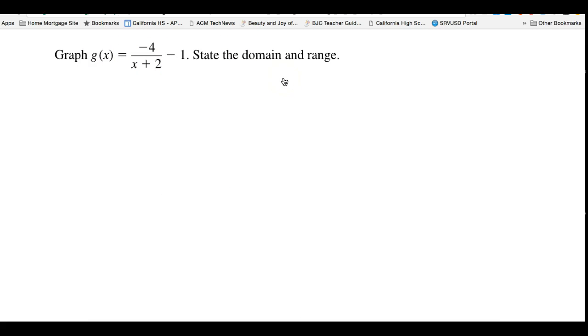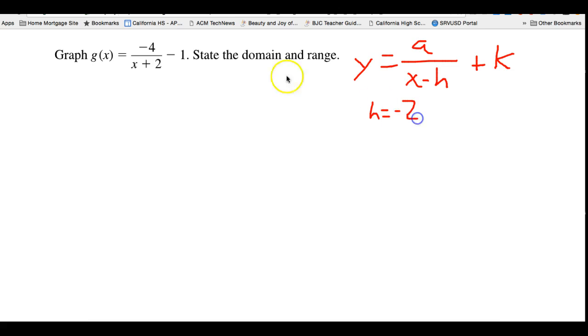So we've got, remember, our form is y equals a over x minus h plus k. So x minus h plus k. And our asymptotes are going to be at x equals h and y equals k. So if we look at this, we can see our values right here. Now we know that to get our h value, we just take the opposite of this. So in this case, h equals -2. Our k value is right here. So our k value is -1.